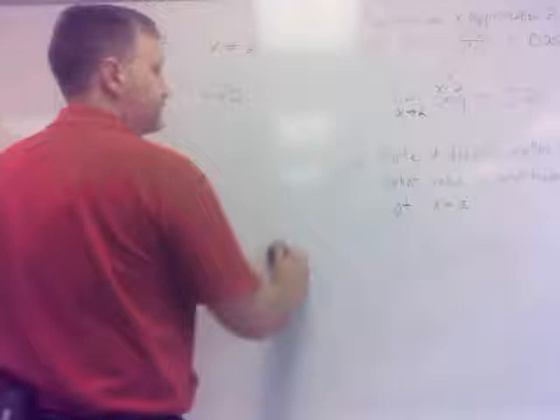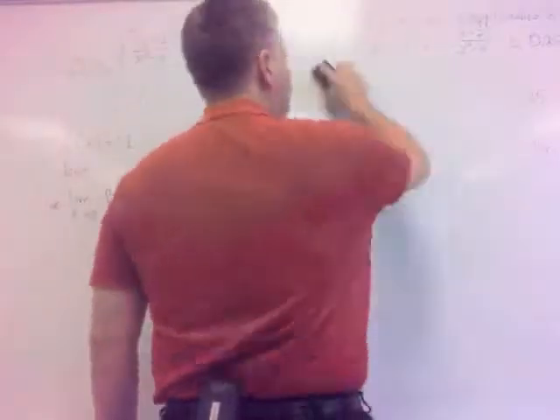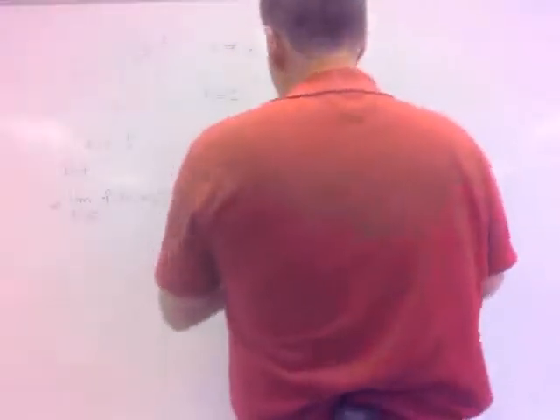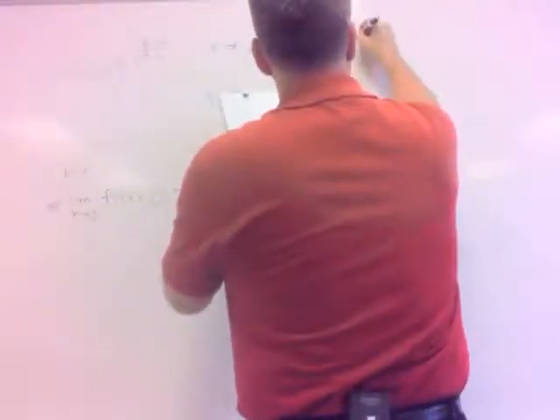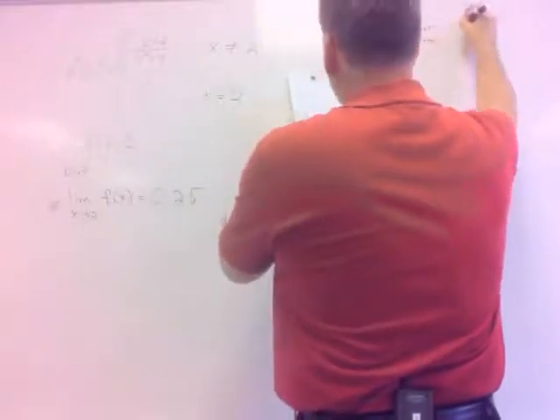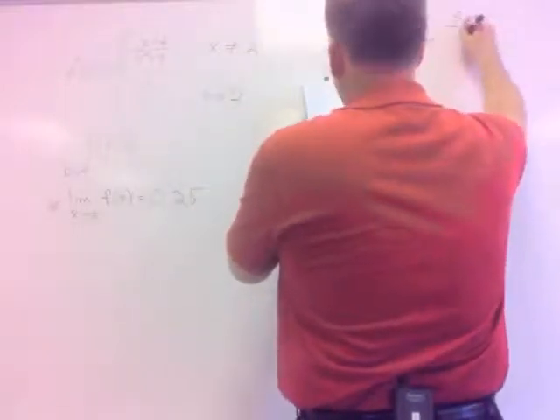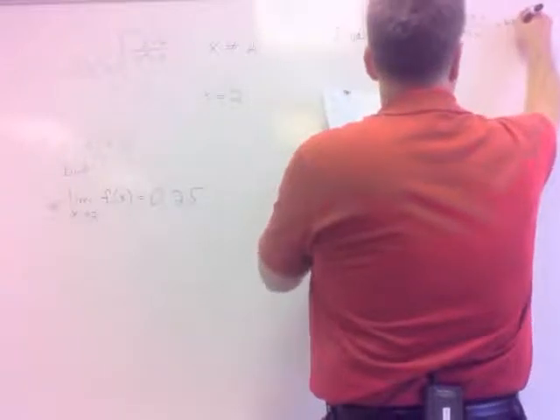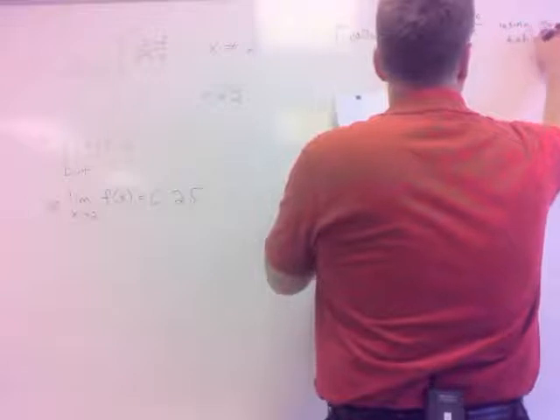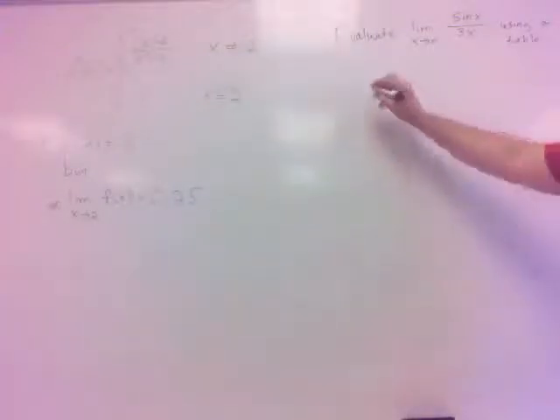Try another one. And right now, we're just using a table to evaluate these limits. So let's evaluate the limit as x approaches 0 of sine of x over 3x using a table. And again, we're going to use the calculator to help us out here, but we're just going to do a table here.